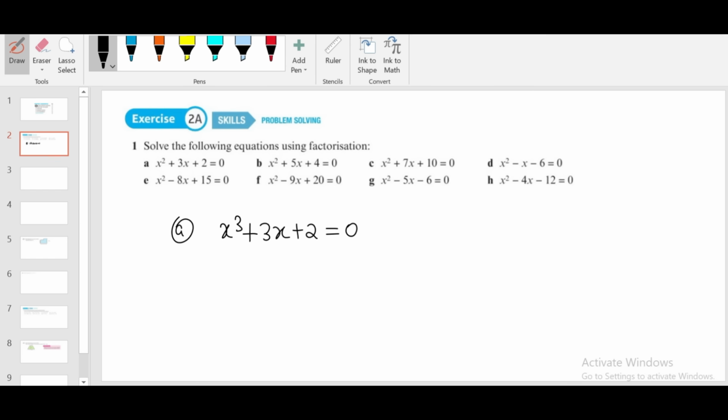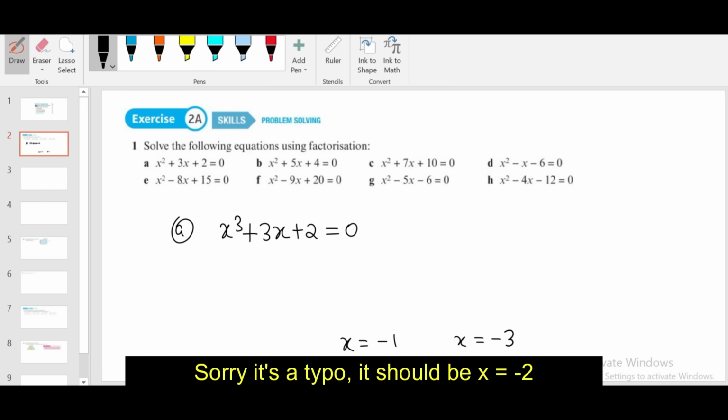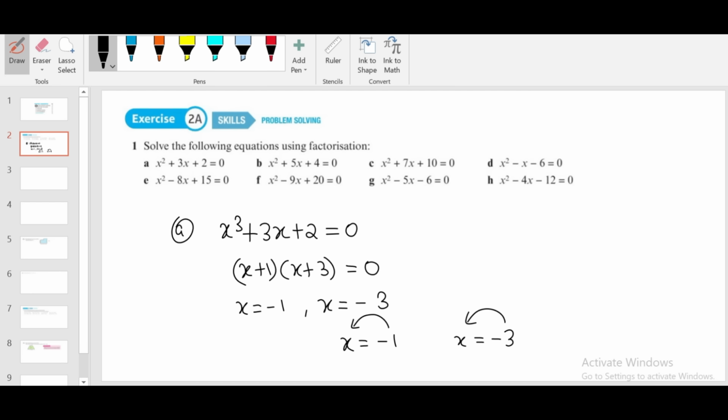x is -1 and -2, and then put these numbers here and write it as x plus 1 times x plus 2 is equal to 0, and then the solution. That's all you need to do. Even if you know the factorization method or formula method, I would never suggest my students to do that step by step. You are going to waste a lot of time actually.